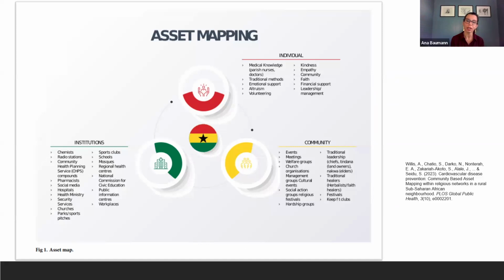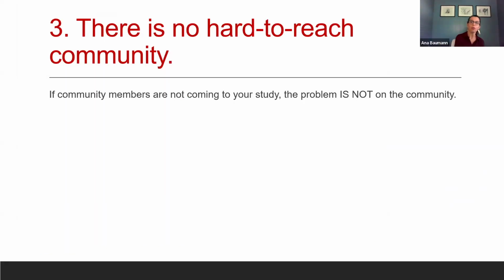Here's another way of putting asset mapping into a figure in terms of individual, community, and institutional levels, to think through what strengths we have that we can enhance, instead of always thinking, oh, this community doesn't have, so I need to do something else. Communities are resilient. People are resilient. How can we think about people in a strength approach? So with all of that, it follows the number 3.